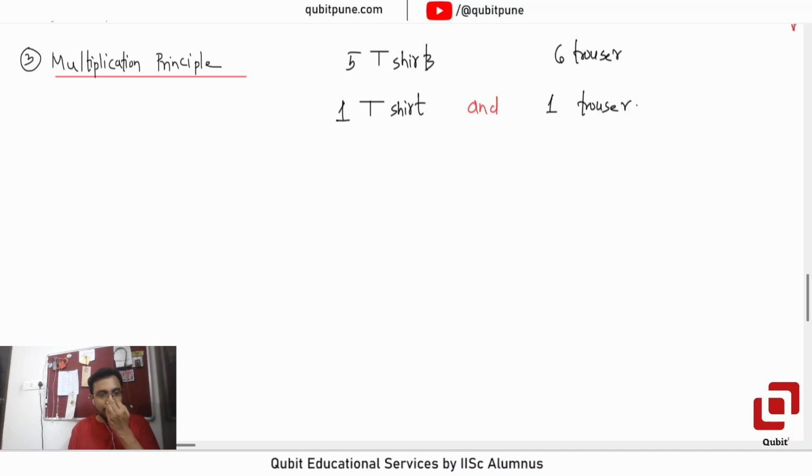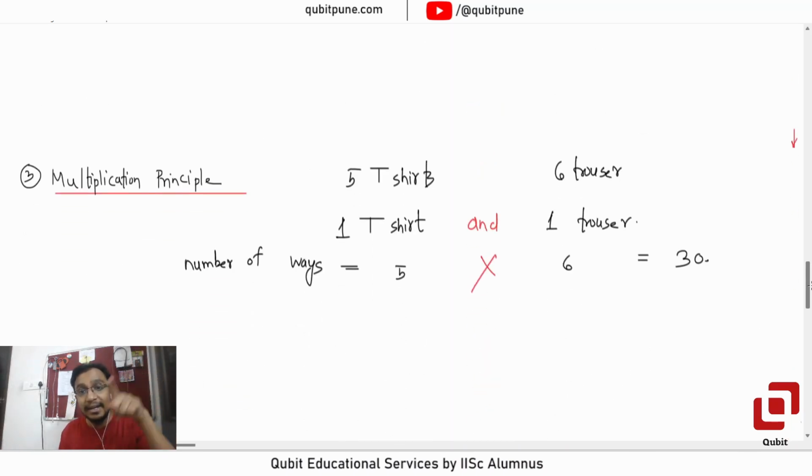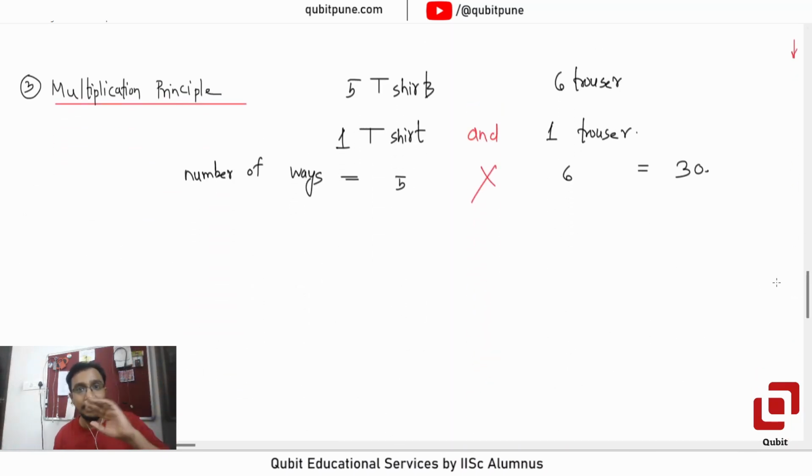We know now how to do this. If we select first t-shirt, it has 6 possible combinations of trousers, correct? Second same, third same, fourth same, fifth same, so addition becomes multiplication now. So it will be 5 into 6, so number of ways will be 30. The answer is not important, the way we find it is important. Again, indirect counting is what we are doing, we are not directly counting.